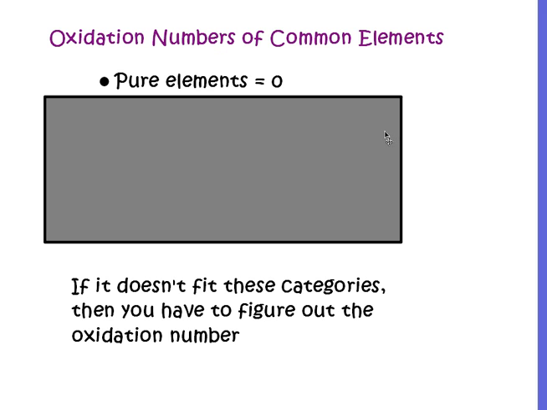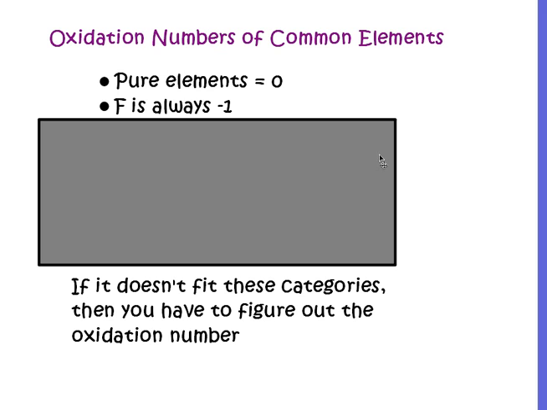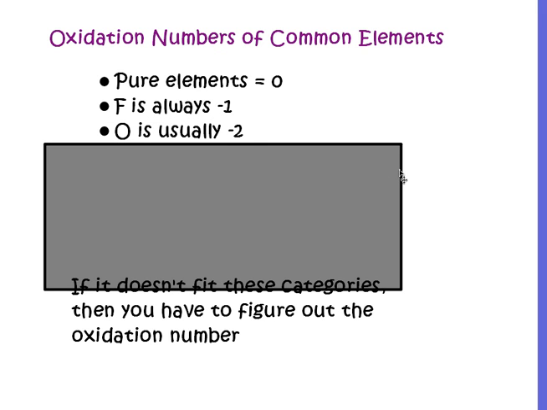And first one here is fluorine. Fluorine is always -1. I don't say always very often. Oxygen is usually a -2. If it's in a peroxide, then it'll be -1. But most of the time you should assume that oxygen is -2.